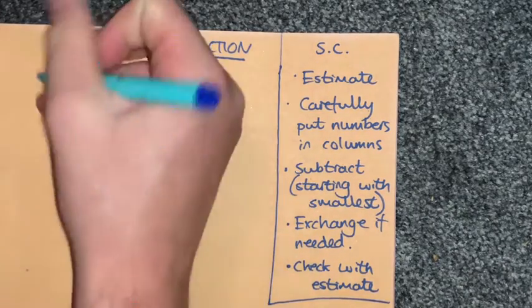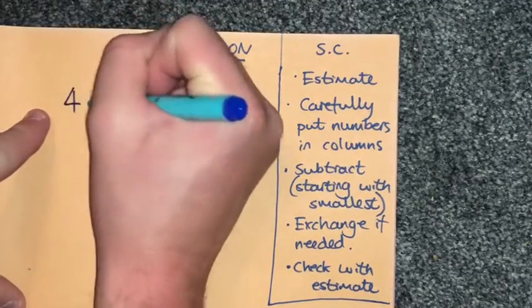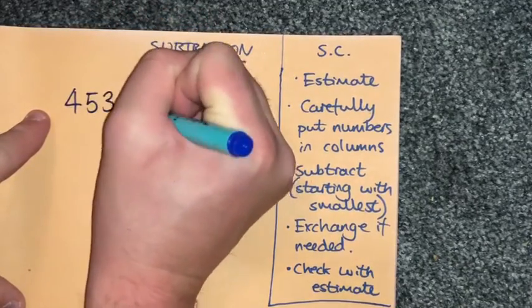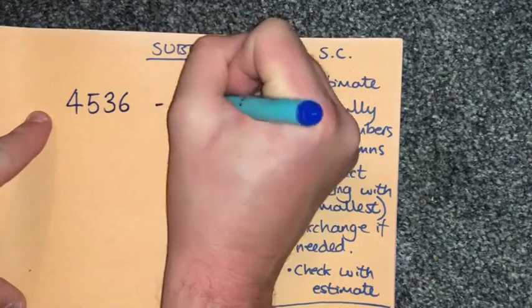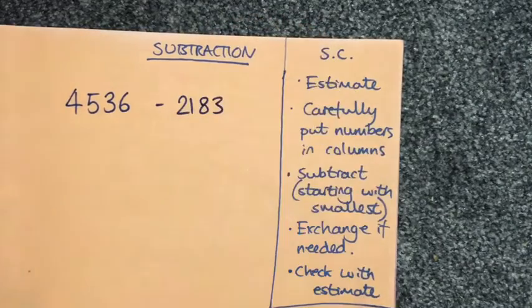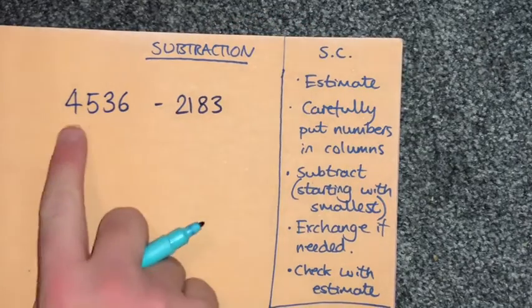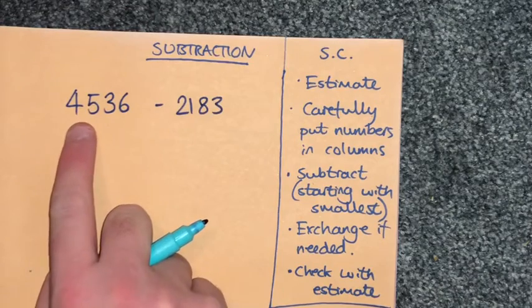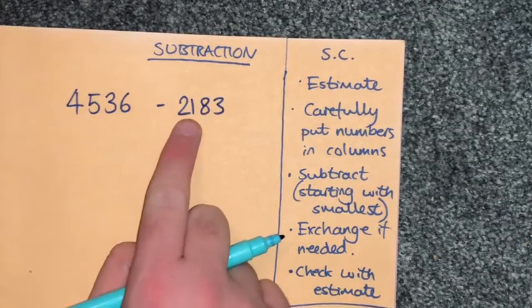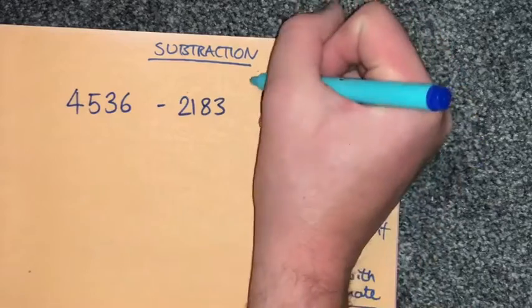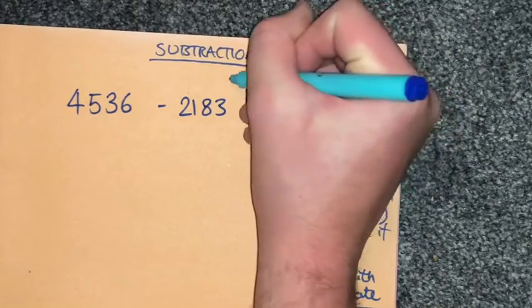So let's start off with something fairly straightforward, like 4,536. Take away 2,183. So estimating. Well, it's very close. Let's say 5,000 take away 2,000. So my answer is going to be somewhere knocking around 3,000.